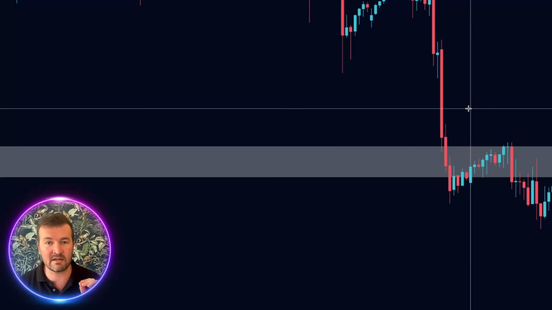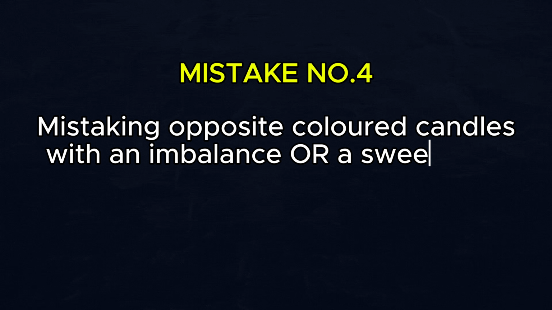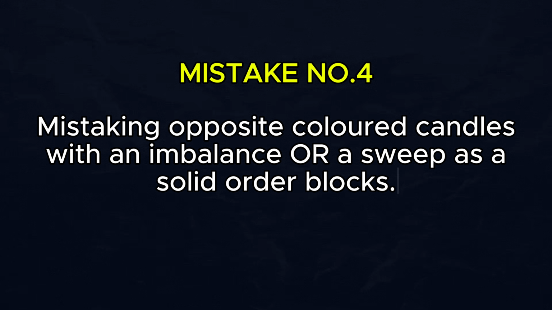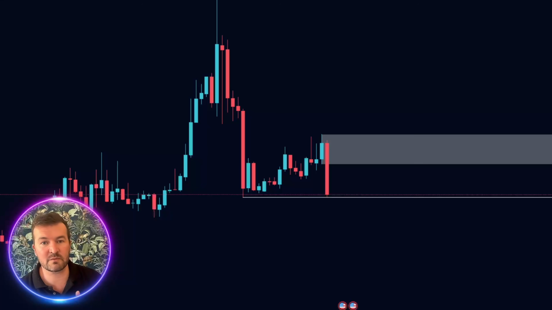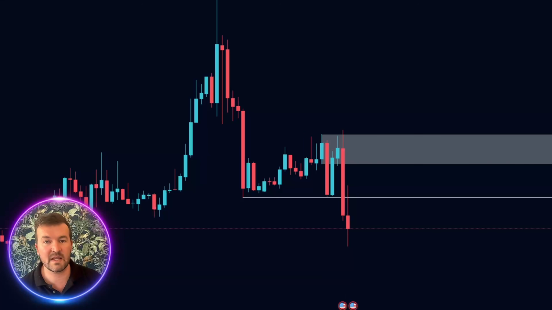It's already been done. Another one is just mistaking an opposite colored candle with a little bit of imbalance and maybe a sweep as a valid order block, when actually you need confidence with additional confluences. It's all about decision making while stacking your confluences. And if you don't have enough of your key confluences stacked, it's not going to be a valid order block. So let's play this out a little bit. We don't break the low, we get mitigated straight in. It ends up being the right area, but your trade has failed.